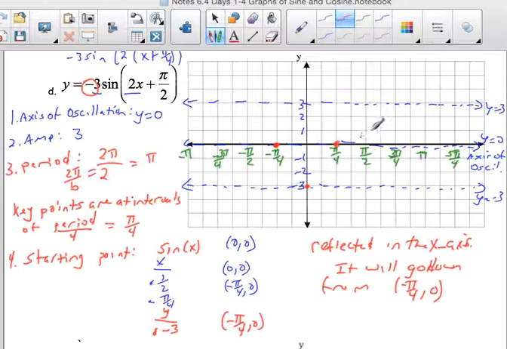And then from here, I can plot each of the points at intervals of pi over 4. I'm going to get the next key point, and I'll plot all those points on my graph. And then I will connect them with a nice smooth curve, the best that I can, which is a little bit hard using this tablet. But your graph will look something like that.